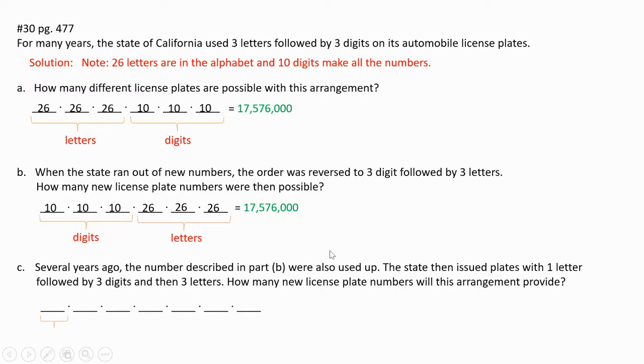So the first one is going to be a letter, because they added a letter at the beginning. And then 3 digits followed by 3 letters. Again, there's no restriction, so that's going to be 26. That's going to be 10, 10, and 10. And 26, 26, 26. And just put it in the calculator. And that's your result. What is it? 456,976,000.